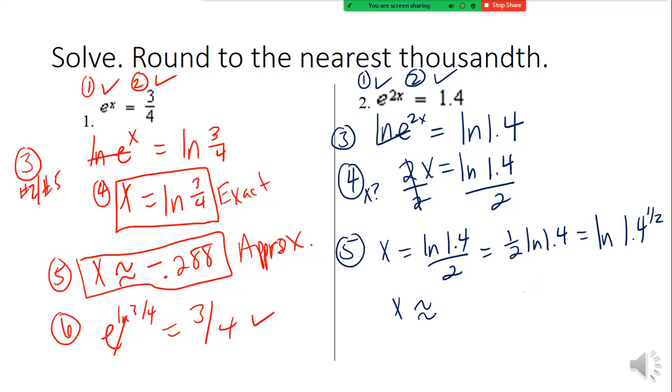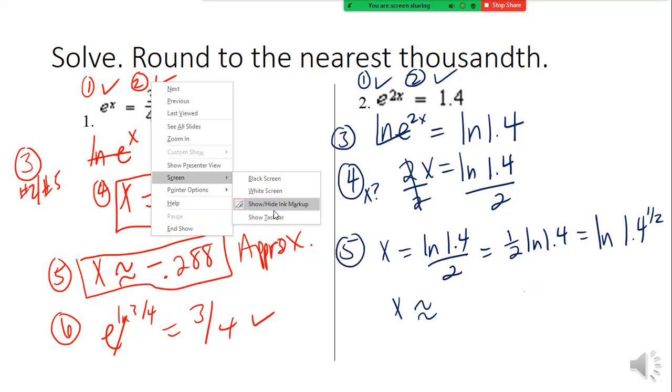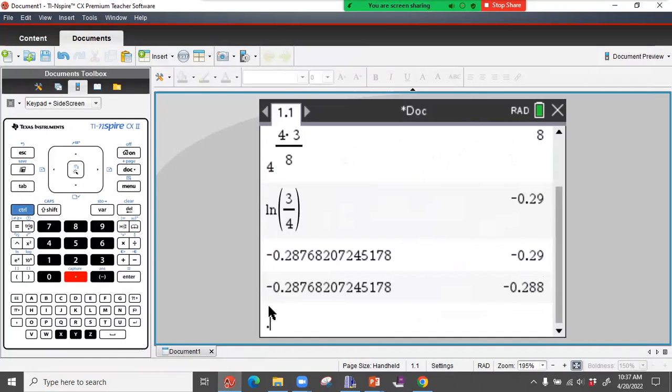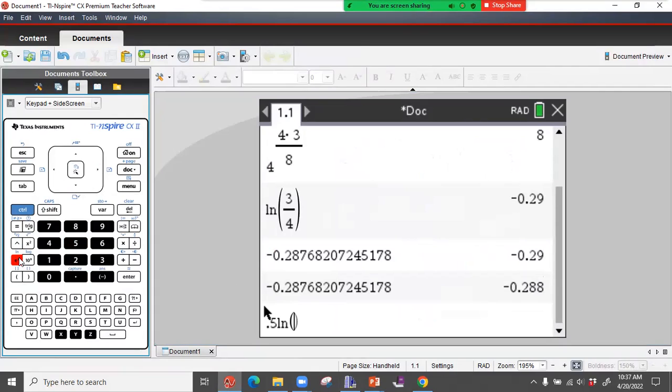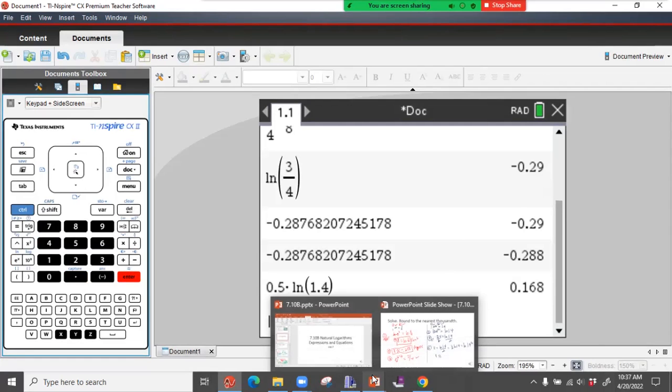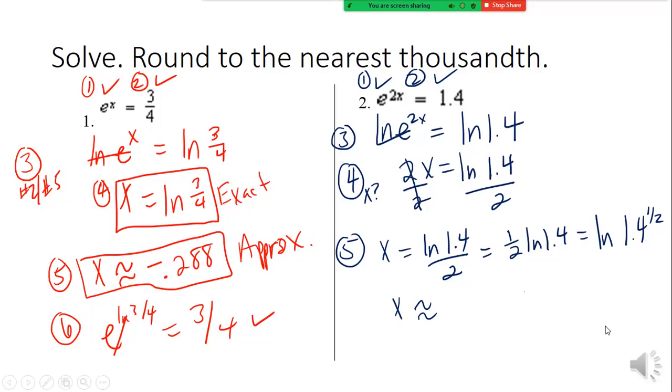And we're going to plug in the calculator to find our approximated value. So we're going to go to the calculator. And I'm going to do 1/2 natural log of, I just forgot that quick. What was I typing? 1.4. Thank you. Hit enter and I get 0.168. So the answer is approximately 0.168.